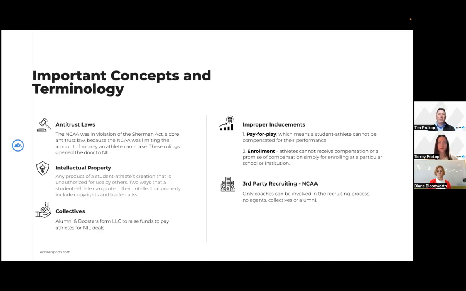So if you're in the process of being recruited, make sure you're very careful about the conversations you're having with people that are not part of the athletic staff. Make sure you understand that if the NCAA can determine that you did talk to a third-party person, or that you are being paid to come to school, or that there's pay for play in process, those could all be violations that the NCAA could find.